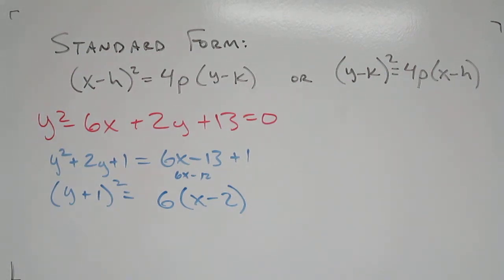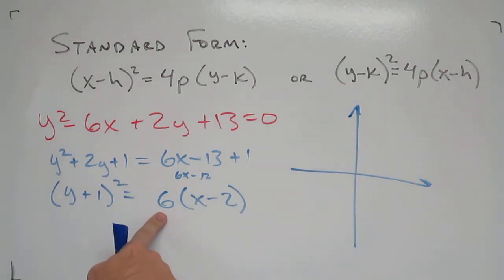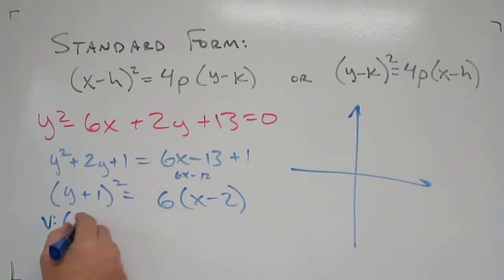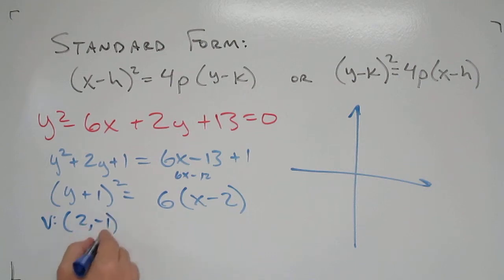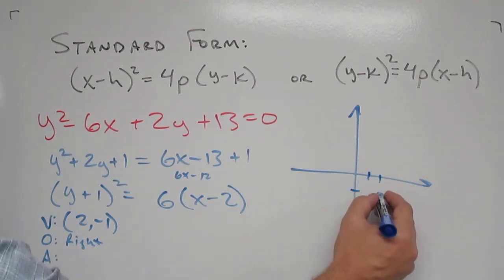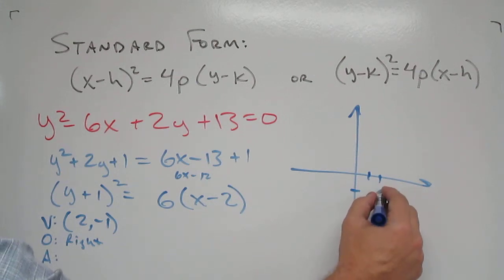All right? So I look at this and immediately my thought is y's squared, so it's either opening left or right. Because this is positive, it's going to open to the right. The vertex is x coordinate first, then y coordinate. Okay? We said that it opens to the right. And the axis of symmetry now, since this is where I always think it's helpful to draw a quick sketch, at 2, -1, and it's going to open to the right.